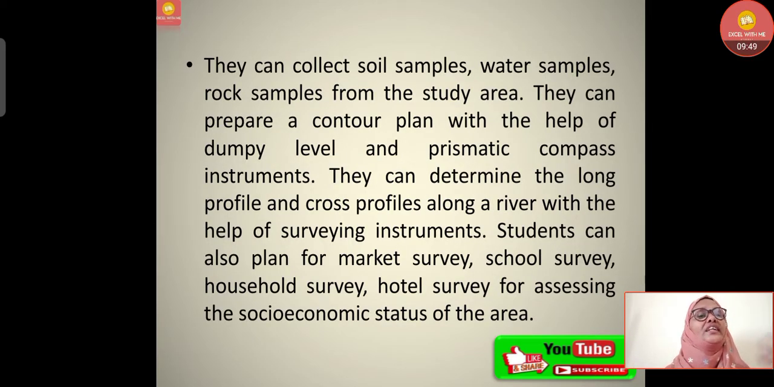So they can collect soil samples, water samples, rock samples from the study area. They can prepare a contour plan with the help of dumpy level and prismatic compass instruments. They can determine the long profile and cross profiles along a river with the help of surveying instruments. Students can also plan a market survey, school survey, household survey, hotel survey for assessing the socio-economic status of the area. They will love to do all those activities by themselves so that thorough understanding will be there. Then they will not face any problem in real life situations in future.